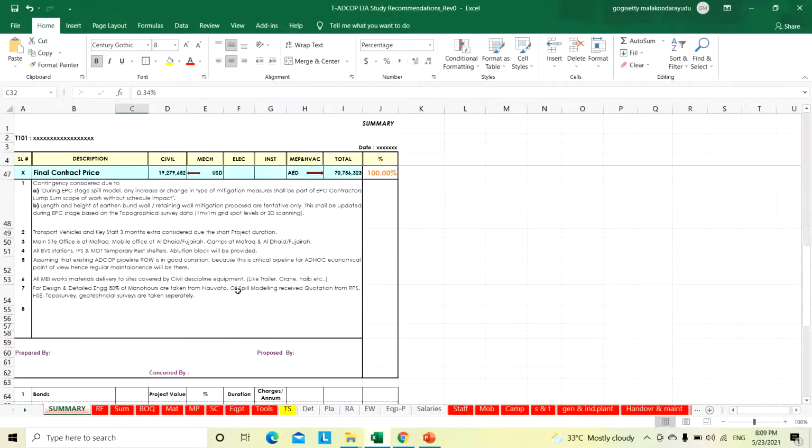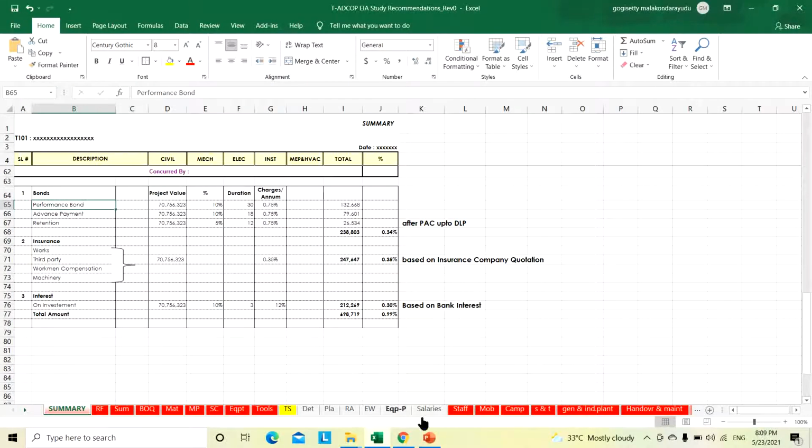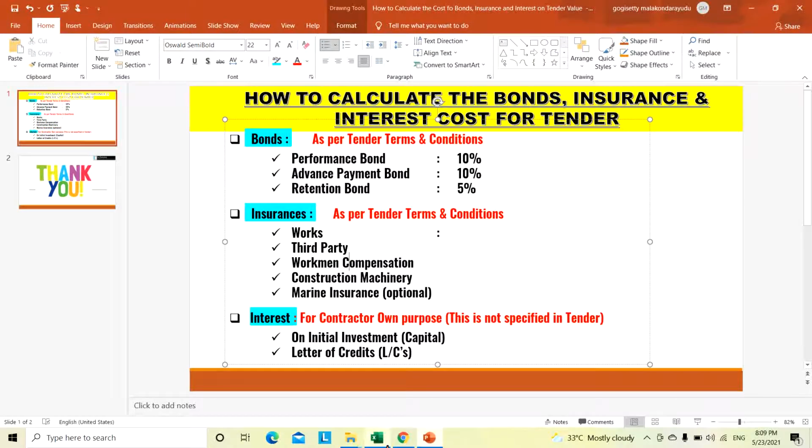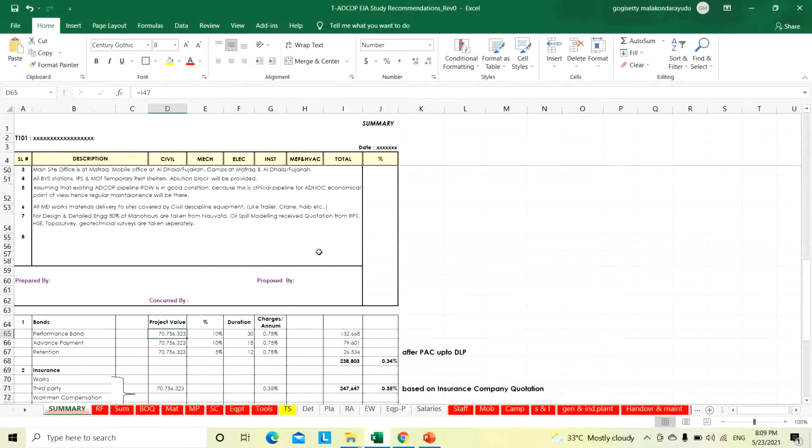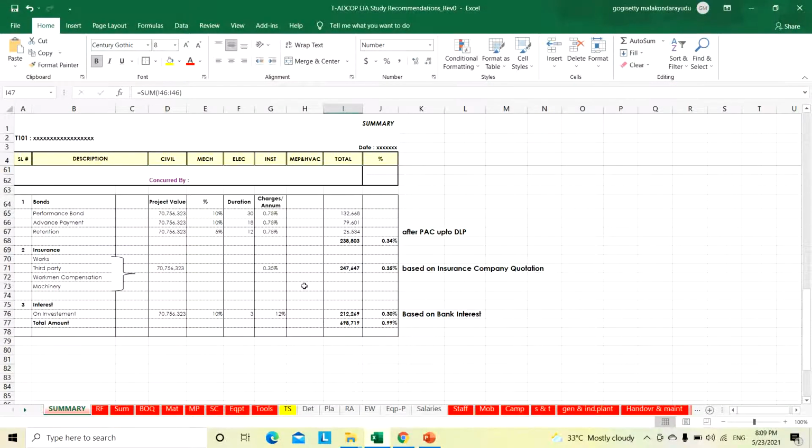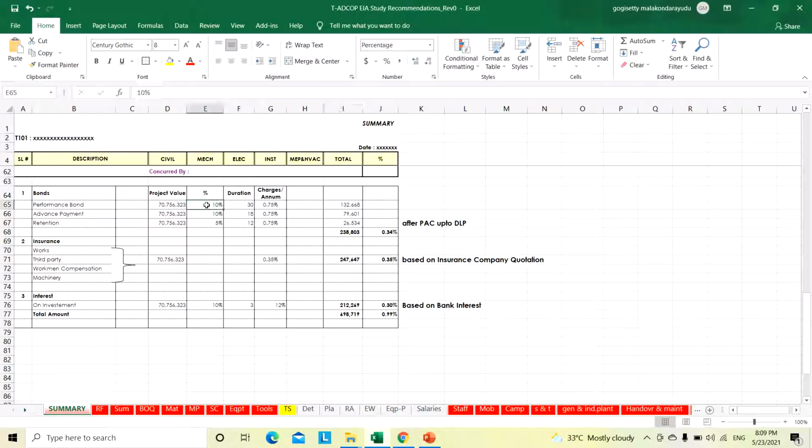Then bank guarantees: performance bond, advance bond, retention bond. For the performance bond, what is the total contract value here? 70 million 756,000. The value of the performance bond is 10%. What is the period? Contract duration is 18 months plus DLP period of 12 months. Up to the DLP period we want to maintain the performance bank guarantee, that is 30 months. What are the bank charges? 0.75% per annum.